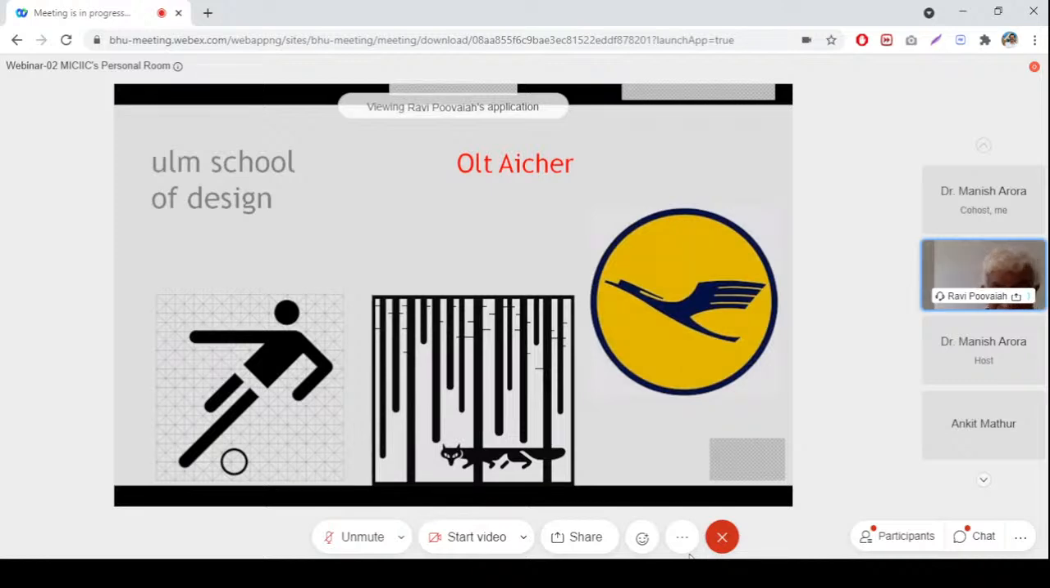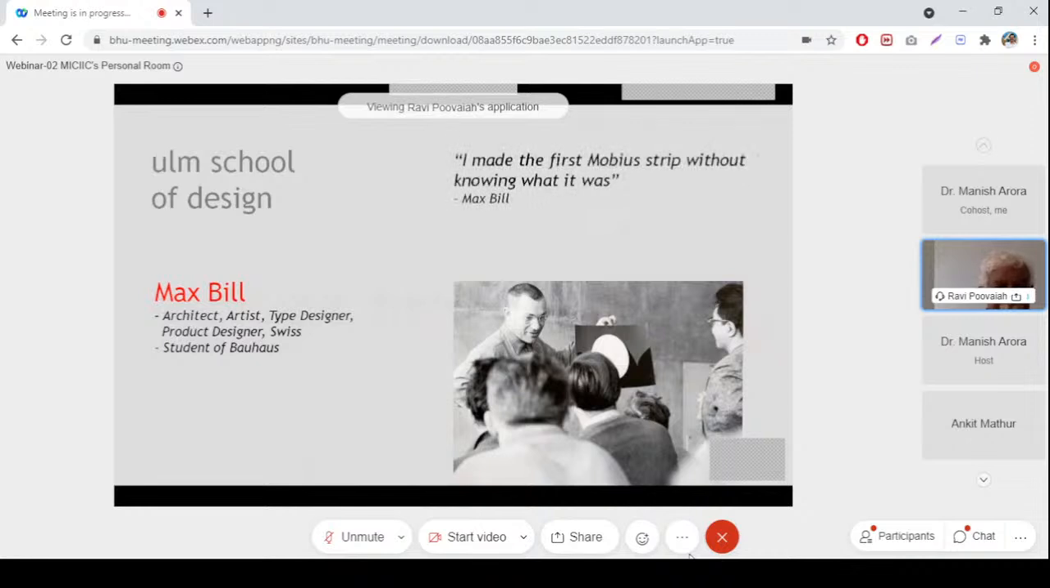He contributed the symbols and the signage for the Munich Olympics. That's an illustration for a storybook, and the logo for Lufthansa. It's still the same logo after so many years, right? It's almost 100 years and we still use the same logo. So those are his outputs. This is Max Bill here, architect, artist, type designer, product designer, student of Bauhaus. He says he made the Mobius strip without knowing what it was. He was so fascinated by it that he made sculptures, and so much experimentation happened after he discovered that.